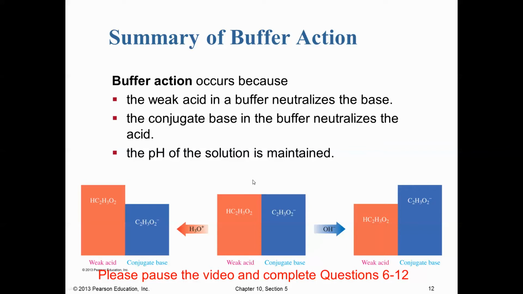The last lab we'll be doing will actually be testing some buffers and making some buffers, and you'll be able to see that they do indeed work.